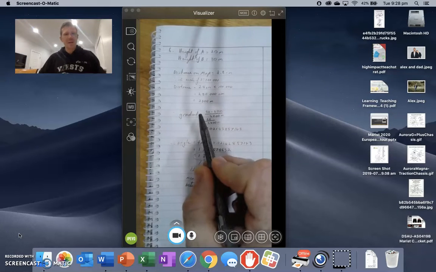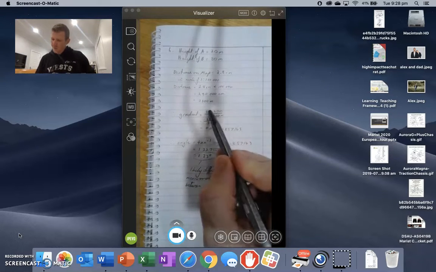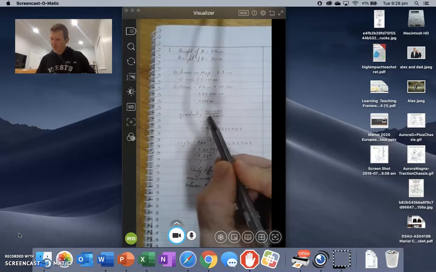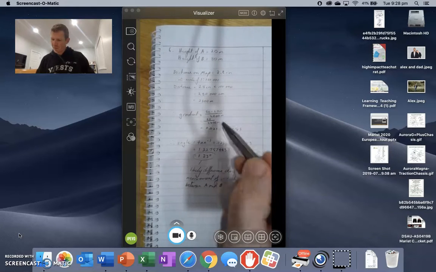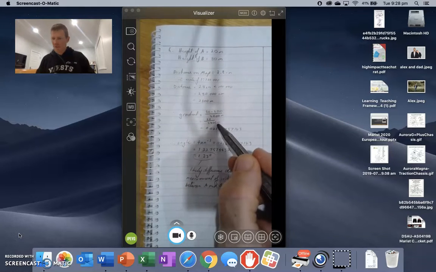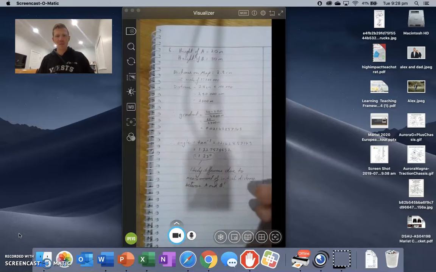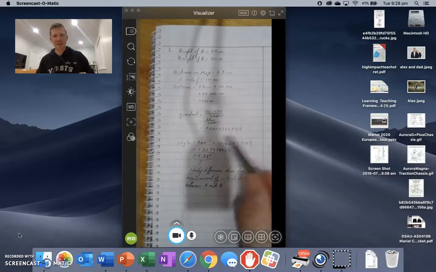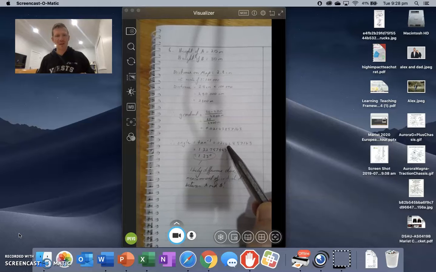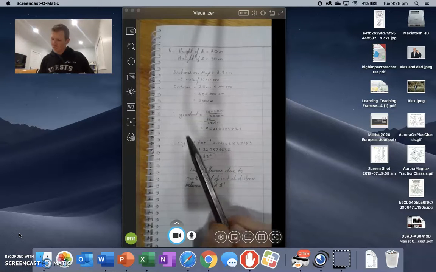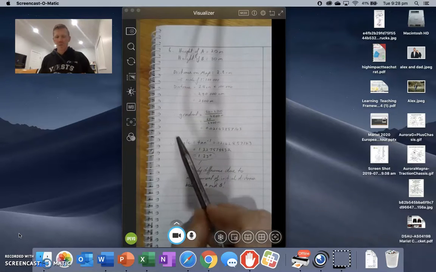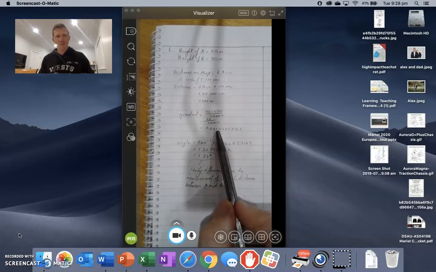Once we've done that, we can go and calculate the gradient, which is the change in height over the distance, okay, which in this case is 60 over 2,800, and we end up with a gradient of 0.02142857143. Now I left that like that so I can get my next section as accurate as possible. Okay, once I've done that, my angle is the inverse tan of the gradient.